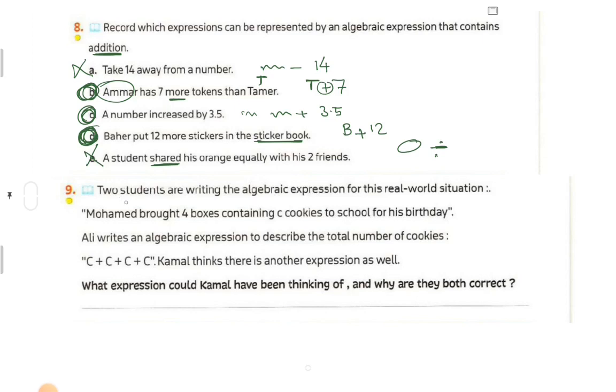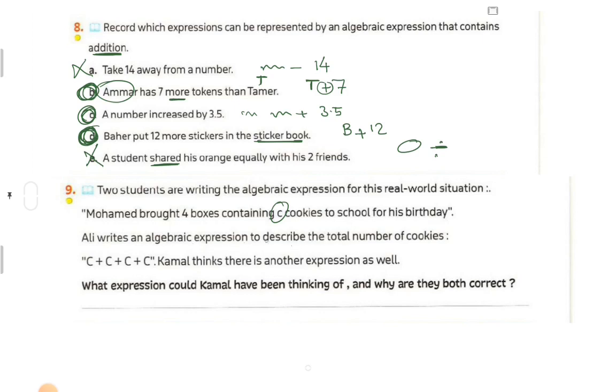Next, two students are writing an algebraic expression for this real world situation as verbal. Muhammad brought 4 boxes containing cookies to school for his birthday. Ali writes an algebraic expression to describe the total number of cookies.